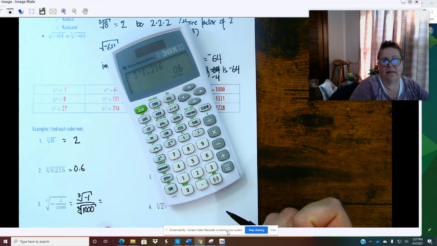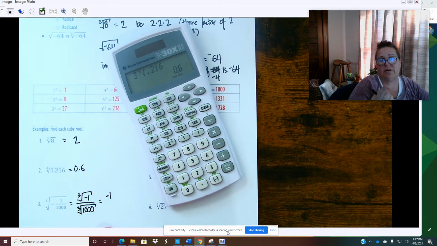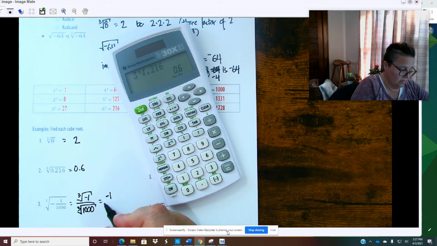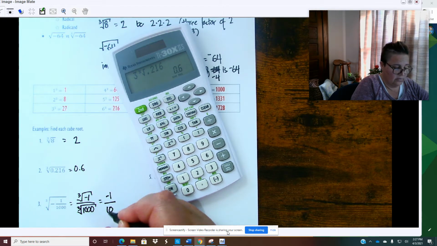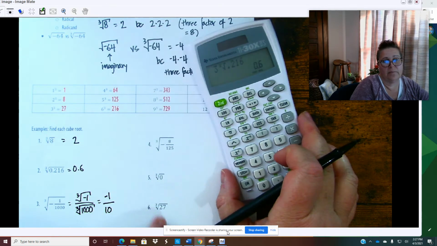It's all right to break it like that. The cube root of a negative 1 is a negative 1. Remember, negative times negative times negative is indeed negative. And then the cube root of 1,000 is 10. So this would be a negative 1 over 10, or a negative 1/10.